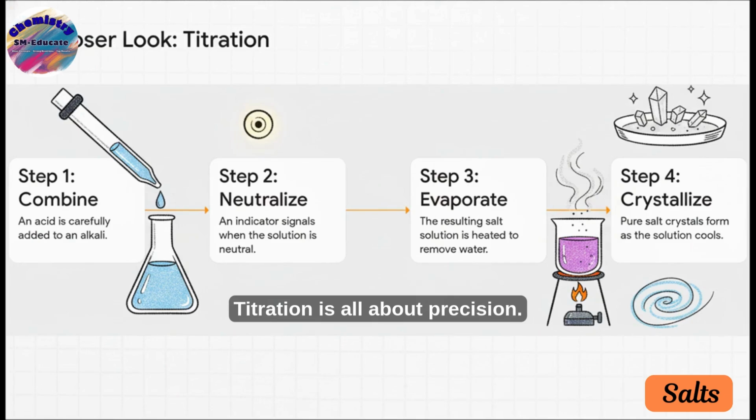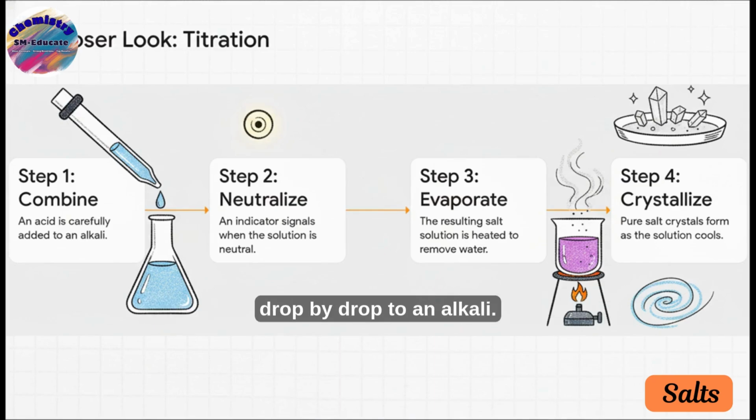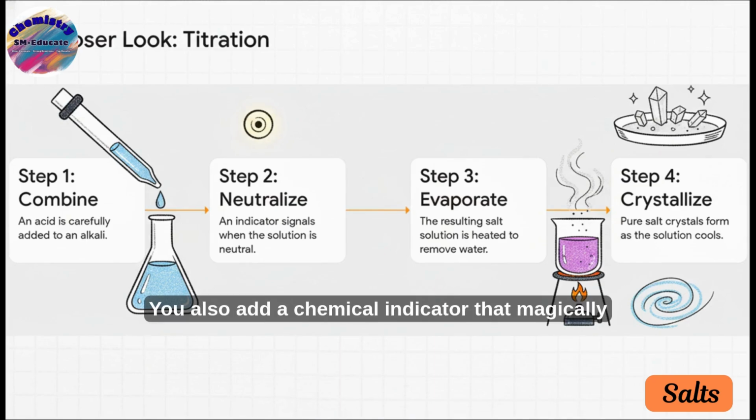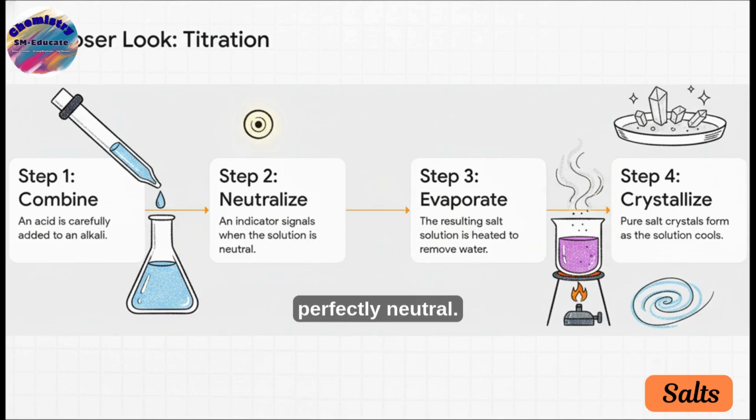Titration is all about precision. See, because both the acid and the alkali dissolve, you can't just filter one out at the end. So you use this long, marked glass tube called a burette to add an acid drop by drop to an alkali. You also add a chemical indicator that magically changes color at the exact moment the solution becomes perfectly neutral.